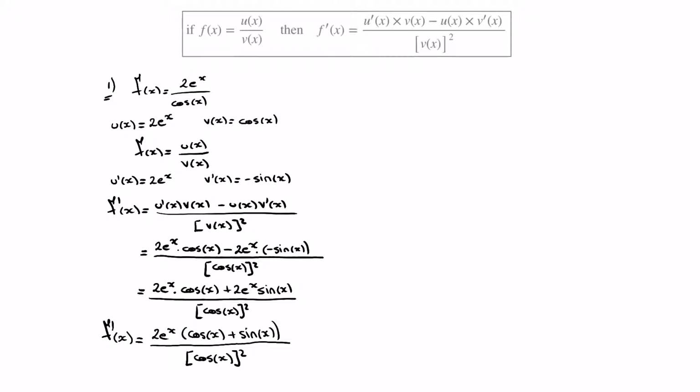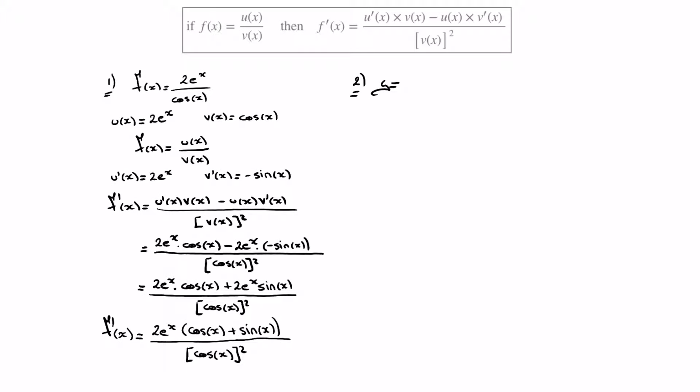Let's look at one more example. Let's say we're given the function y equals 3x squared plus x over x cubed plus 1. So again, we'll start by defining the numerator and the denominator as two separate functions. So we'll say let u of x equal 3x squared plus x, and v of x equal x cubed plus 1. Then we can rewrite this function as y equals u of x over v of x.